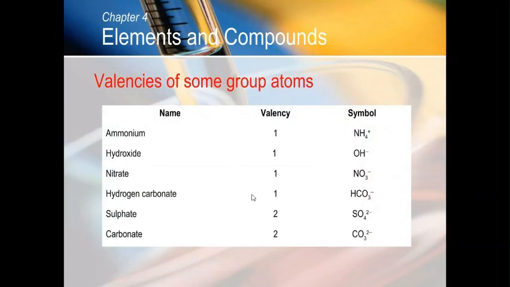Moving on, let's look at the valency of some group atoms. This is ammonium with a valency of 1. The symbol is NH4 plus. Hydroxide with a valency of 1 is OH to the negative. Nitrate 1, NO3 to the negative 1. Hydrogen carbonate. Sulfate 2. I will go into detail with the symbols, but for now, this is our review class for CSEC students writing CSEC chemistry this year. Carbonate, we have CO3 to the negative power of 2.